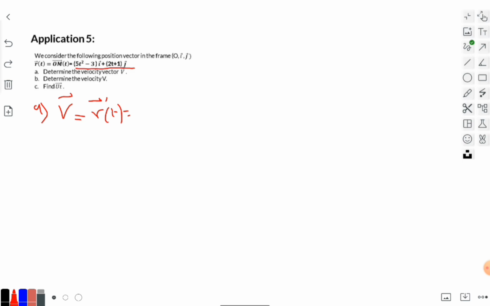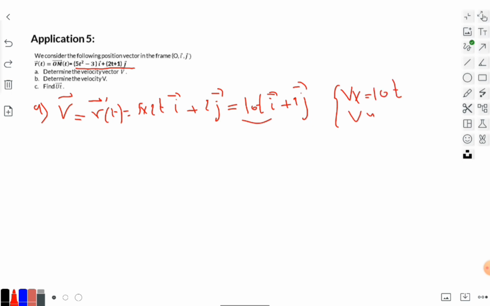The derivative of 5t squared is 5 times 2t, the derivative of t squared is 2t, minus 0, i, plus the derivative of 2t, which is 2, plus the derivative of 1, which is 0, so it's equal to 2j. So we obtain V vector equal 10t i plus 2j, where Vx is equal to 10t, the component before i, and Vy is equal to 2, the component before j.